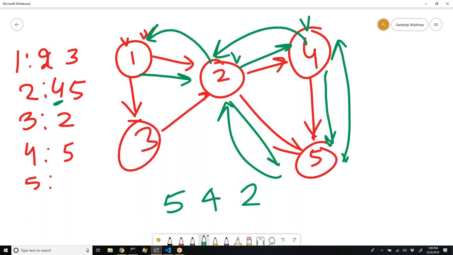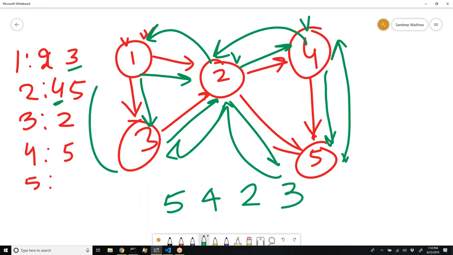What will 1 do? It will call 3 now because 1 had another choice as 3. It goes to 3 and says, you do DFS. What will 3 do? 3 doesn't have any unvisited children. It goes here, comes back. 3 will print himself and then return back to 1. And we print 1 here.